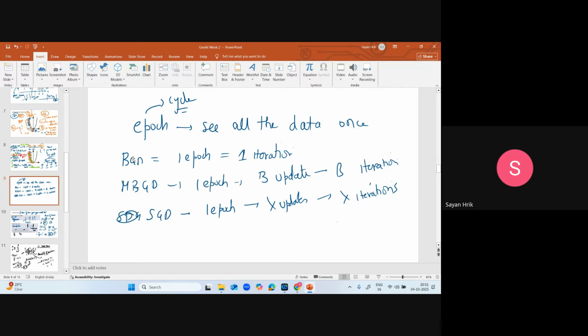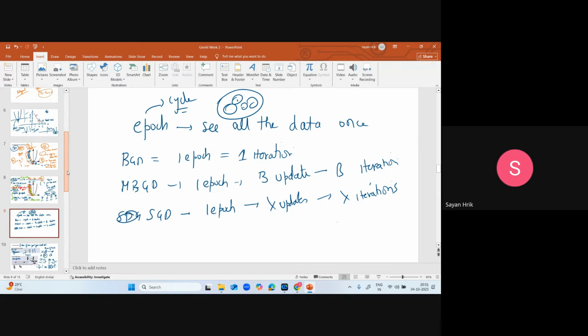Yes, think of it as a cycle. You see the entire data once. Suppose this is my data. When my model sees all the data once, this whole thing is one epoch. That's the idea. Any other questions on this?